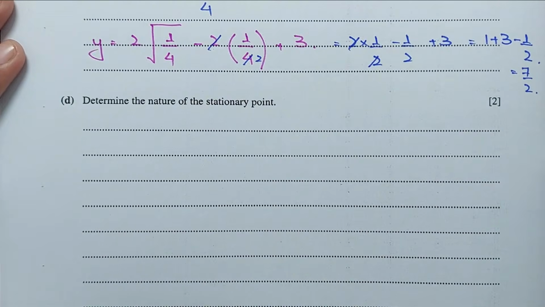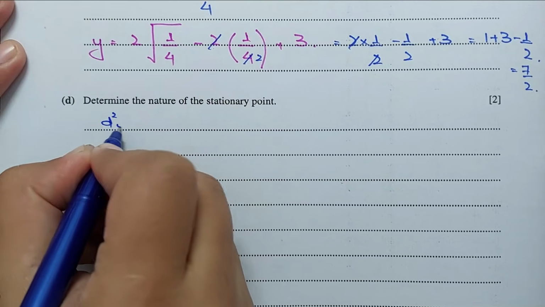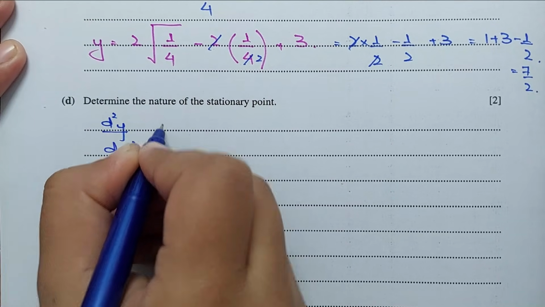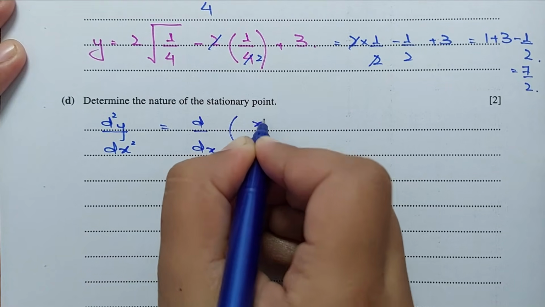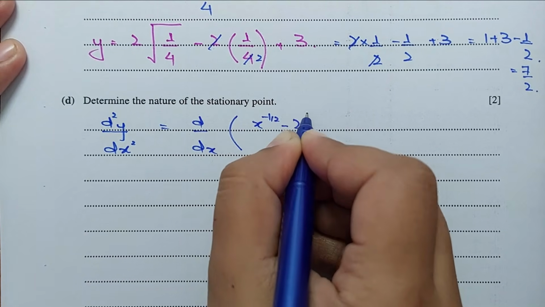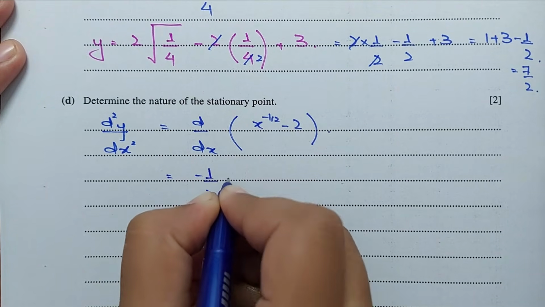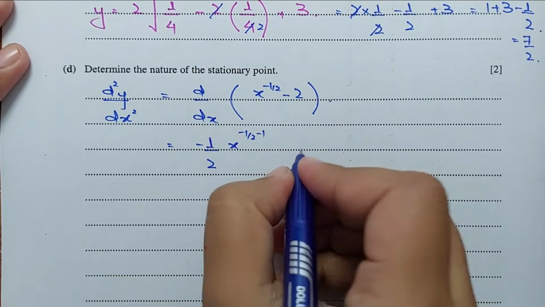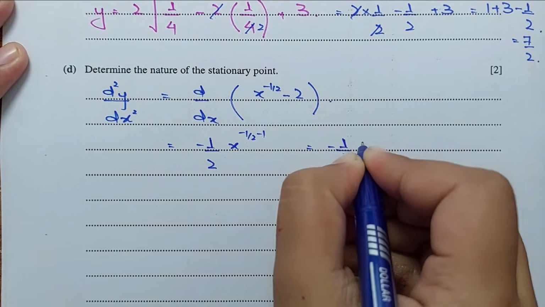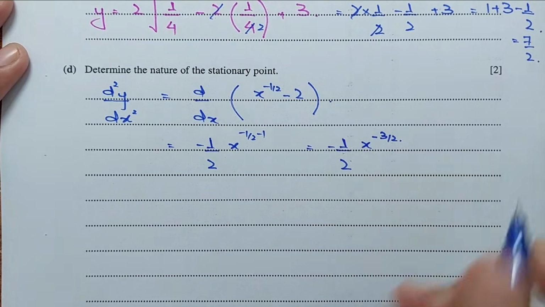Now for part D, determine the nature of the stationary point. To get the nature of the stationary point, we need to take the second derivative, d2y over dx square. So basically d over dx of the first derivative, which is x to the power minus 1 by 2 minus 2. The derivative of this: power times base to the power minus 1, and the derivative of minus 2 is just 0. So that is minus 1 by 2 times x to the power minus 3 by 2.